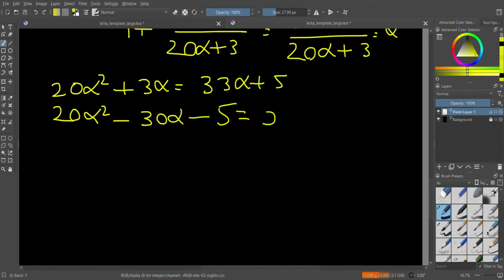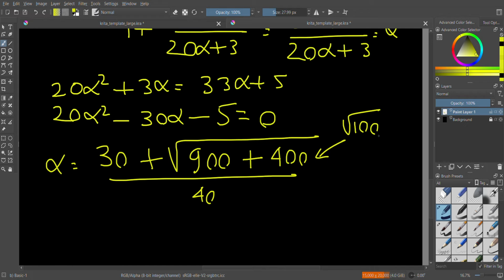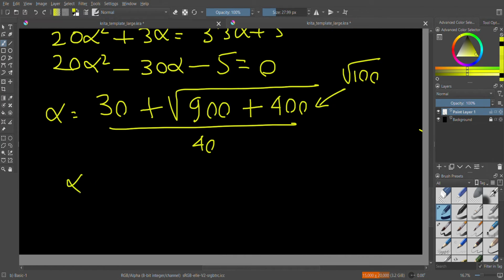Wow, that was pretty quick. Okay, so then alpha is equal to 30 plus, and we never take the minus, the square root of 30 squared, which is 900, plus, because minus 4ac is minus 4 times minus 5 times 20, plus 400, over 40. You can take out a square root of 100 out of this, and this becomes alpha is equal to 3 plus, because then you divide through by 10.